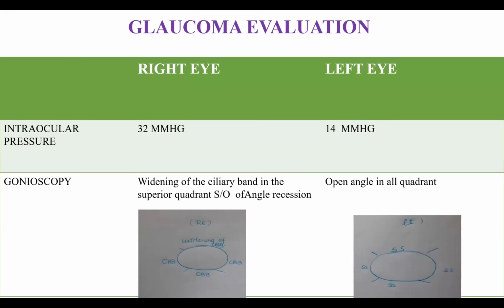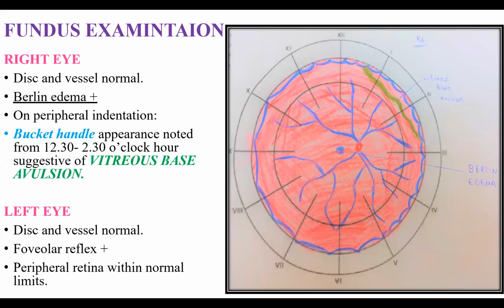Next, coming to fundus examination. Right eye disc and vessels appear normal, and there is Berlin's edema present. On peripheral indentation, we found a bucket handle appearance from 12:30 to 2:30 clock hour, which is suggestive of vitreous base avulsion. Left eye fundus: disc and vessels are normal. Foveal reflex present. Peripheral retina within normal limits.